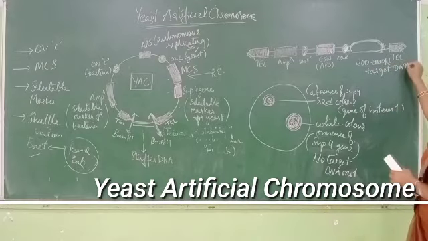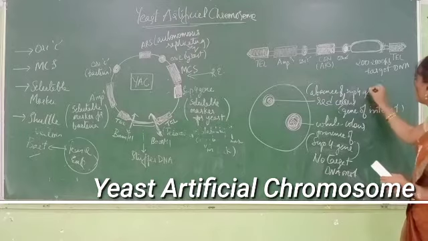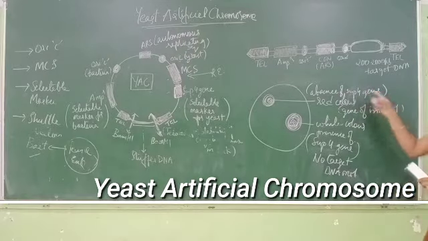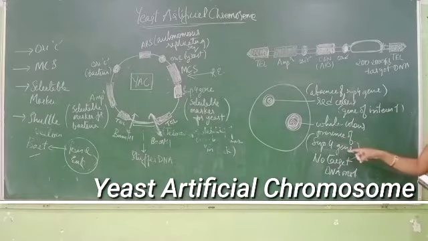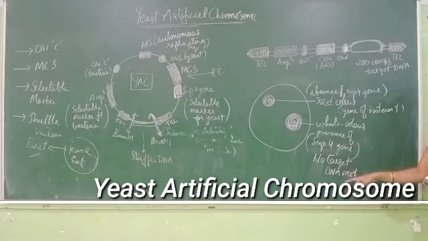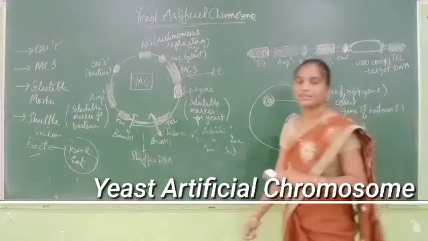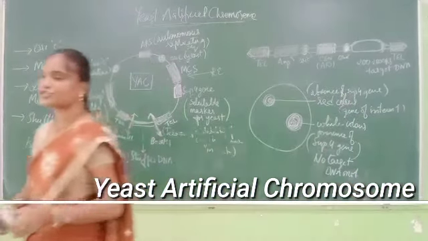Absence of SUP4 gene. Red color indicates absence of SUP4 gene, that is, gene of interest is present. White color colonies indicates presence of SUP4 gene, that is, no target DNA molecule is inserted over here. So this is the working of YAC, that is yeast artificial chromosome.